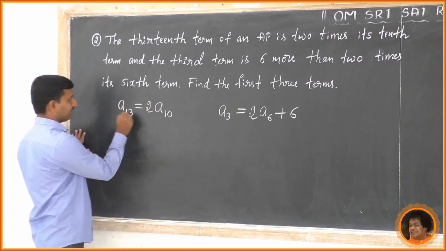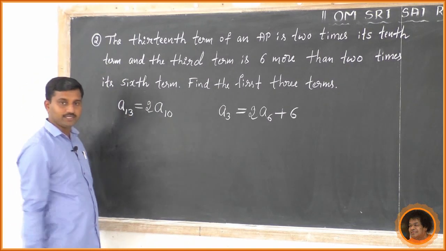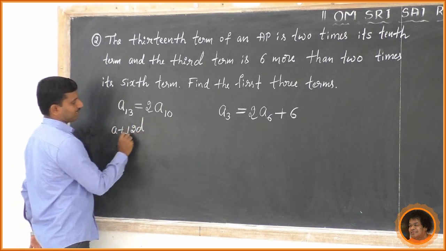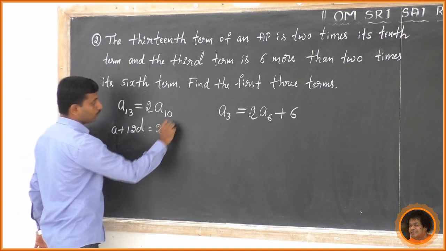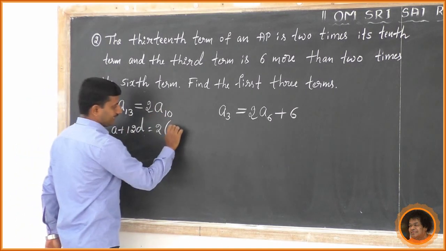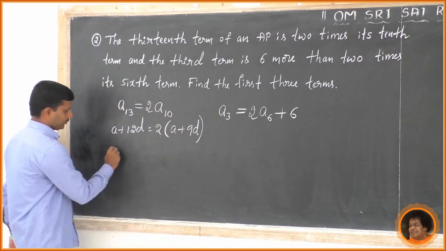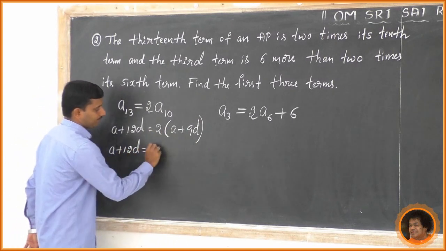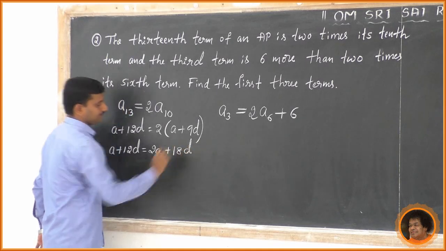Now simplify. A13 means, how to write the 13th term? Just recall the general form of the AP. So A plus 12D equals A13, the 13th term, which is equal to 2 into A10. A10 means A plus 9D. Now simplify. So A plus 12D equals 2 into A, 2A plus 2 into 9, 18D.